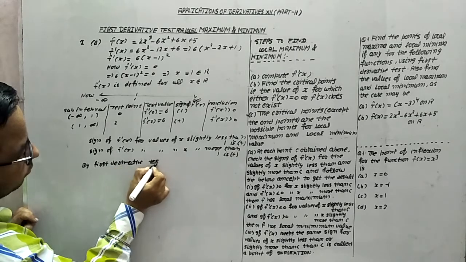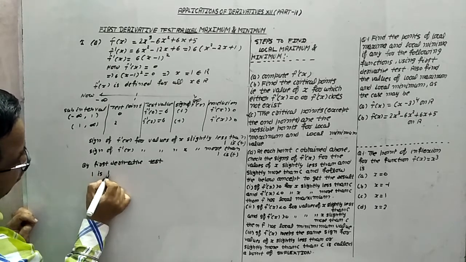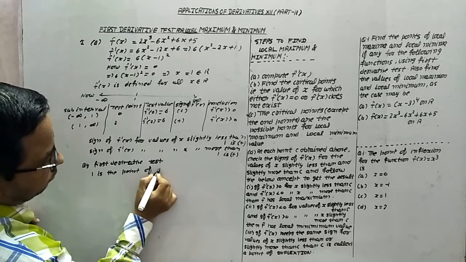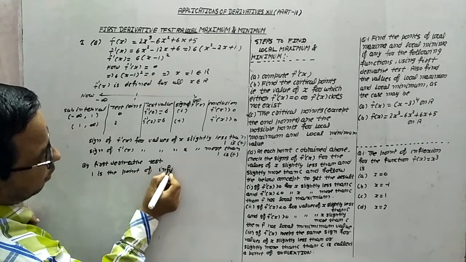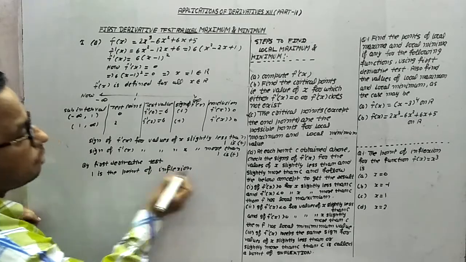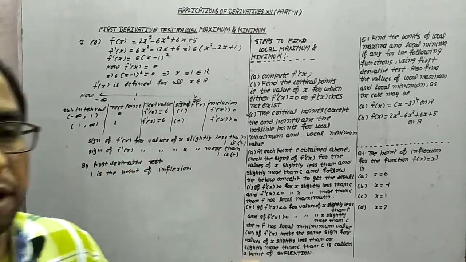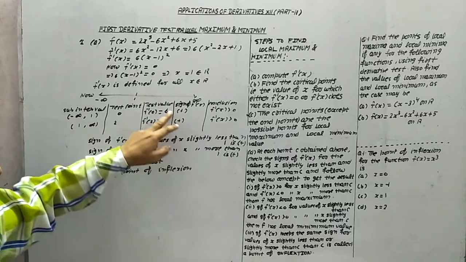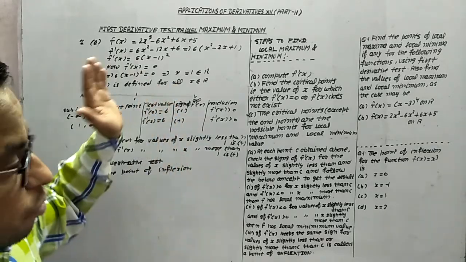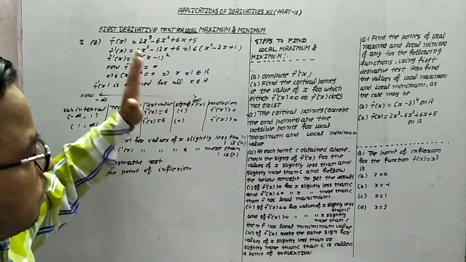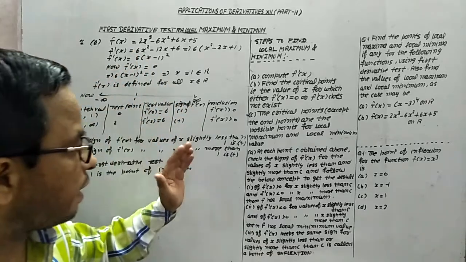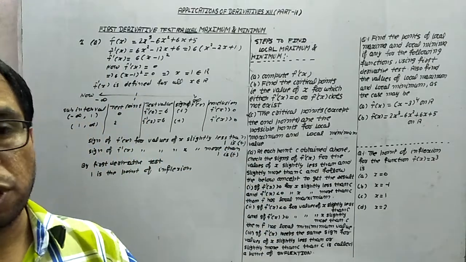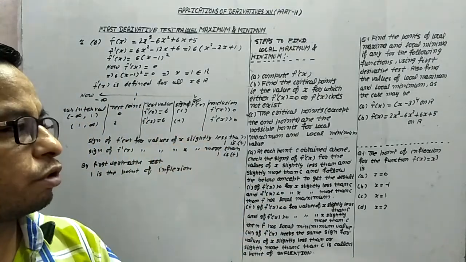Therefore, by first derivative test, 1 is the point of inflection, and in this we don't have any local maximum and local minimum point, because the value of sign of f dash is not changing. It is keeping the same sign for values of x slightly less than 1 and values of x slightly more than 1. So in this way we have to do the other questions also.